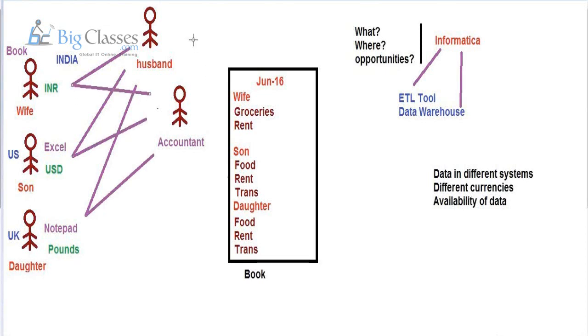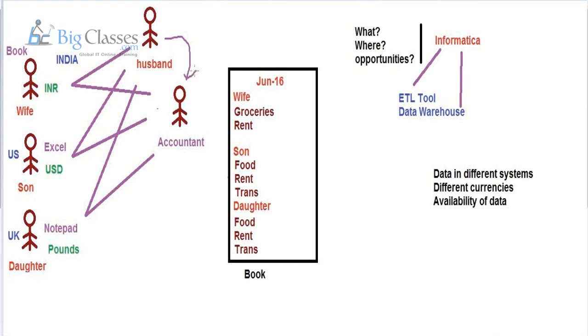And the instruction from the husband to the accountant is, my family members are staying in different locations. My wife is staying with me, my son is staying in the US and my daughter is staying in the UK. So on the second of every month, they'll give you some expense details. Whatever they spent last month, you just summarize the data.